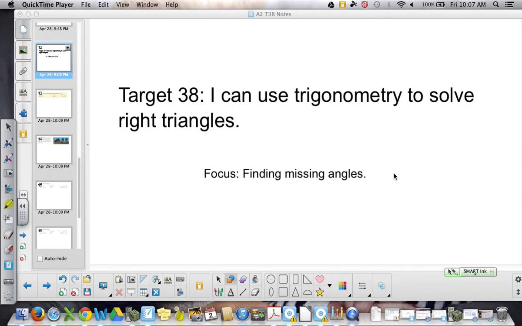All right, welcome back again for Algebra 2, Target 38. I can use trigonometry to solve right triangles. This is the third and final part of Target 38. Today we're going to look at finding missing angles.